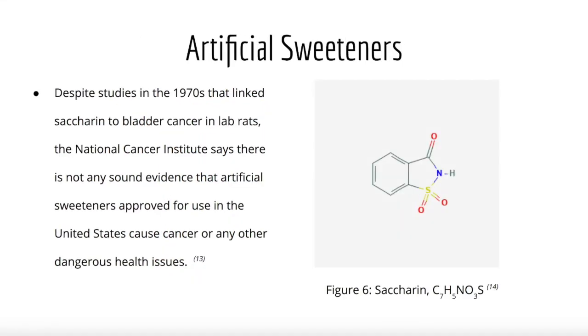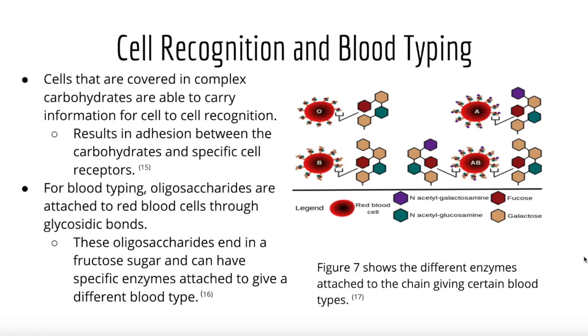Artificial sweeteners. Despite studies in the 1970s that linked saccharin to bladder cancer in lab rats, the National Cancer Institute says there is not any sound evidence that artificial sweeteners approved for use in the United States cause cancer or any other dangerous health issues. Figure 6 is of saccharin.